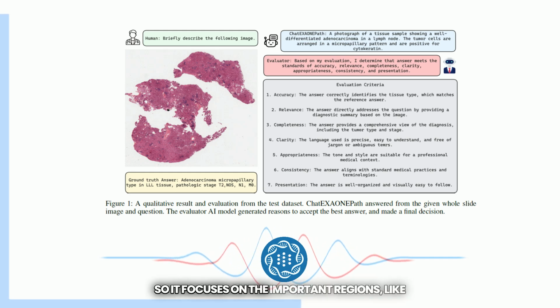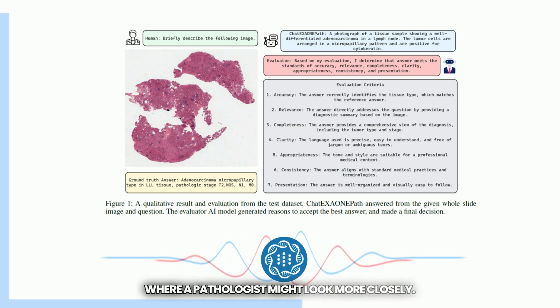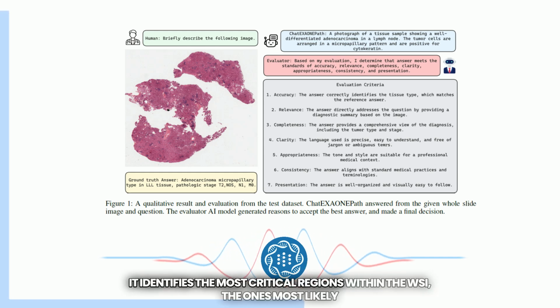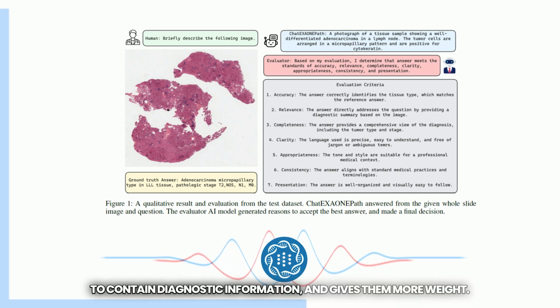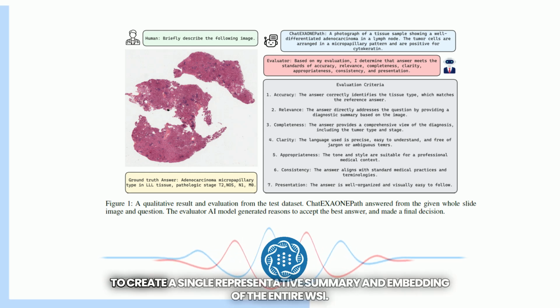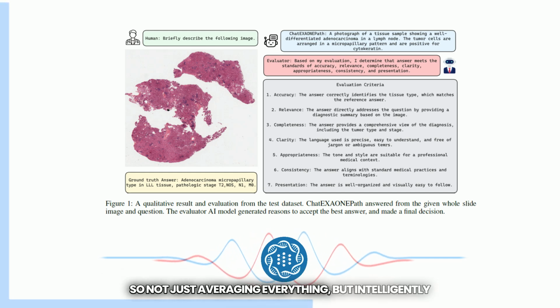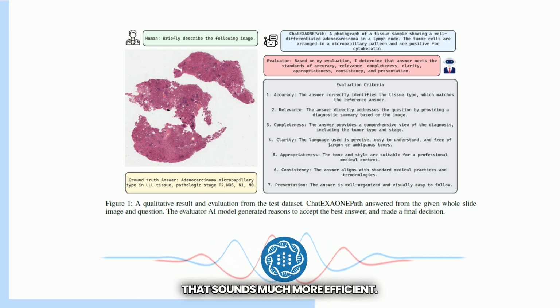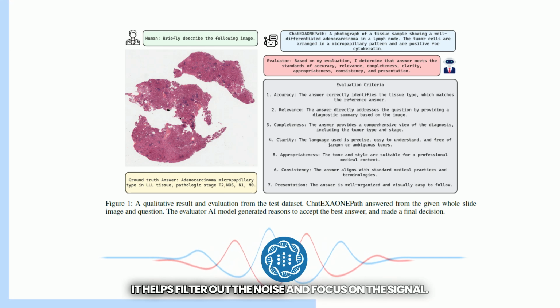So it focuses on the important regions, like where a pathologist might look more closely? Precisely. It identifies the most critical regions within the WSI, the ones most likely to contain diagnostic information, and gives them more weight. Then it combines the information from these key regions to create a single representative summary and embedding of the entire WSI. So not just averaging everything, but intelligently weighting the bits that really matter. That sounds much more efficient. It is. It helps filter out the noise and focus on the signal.